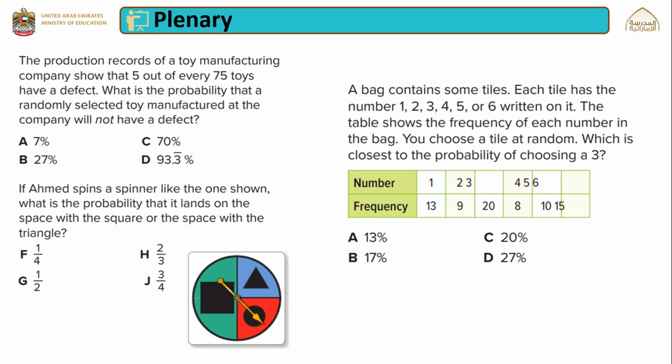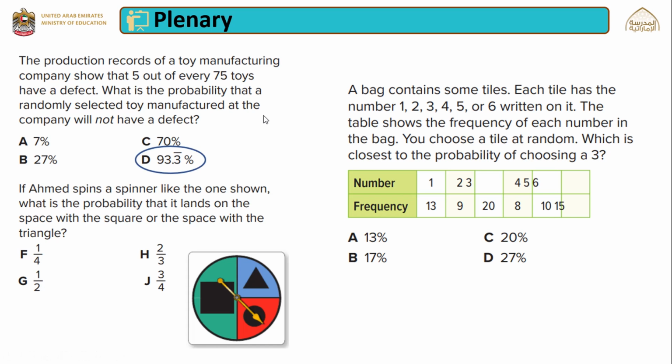Plenary. The production records of a toy manufacturing company show that 5 out of every 75 toys have a defect. What is the probability that a randomly selected toy manufactured at the company will not have a defect? 7%, 70%, 27%, or 93.3 repeating percent. Now we will find the complement of 5 out of 75, which is 70 divided by 75, and I trust it's D.